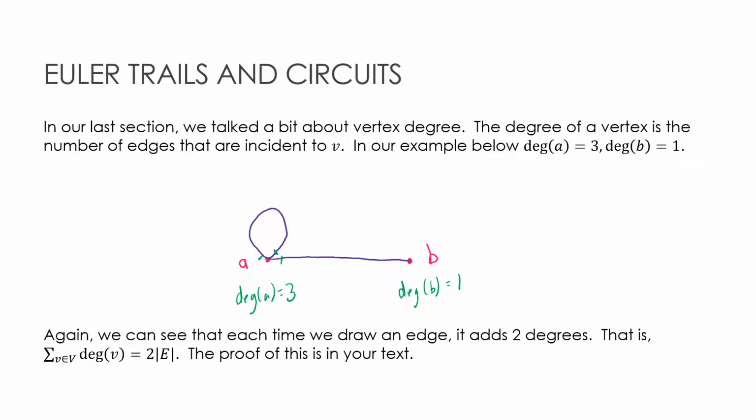Again, we talked before that each time we draw an edge, it's going to add 2 degrees because it has to connect with 2 vertices. Whether that's the same vertex twice or 2 different vertices, it doesn't matter. Every time that we add an edge, we're adding a degree of 2. Again, I'm not going to go through that proof with you. It is in your textbook, or you can certainly Google someone else going through that proof with you.